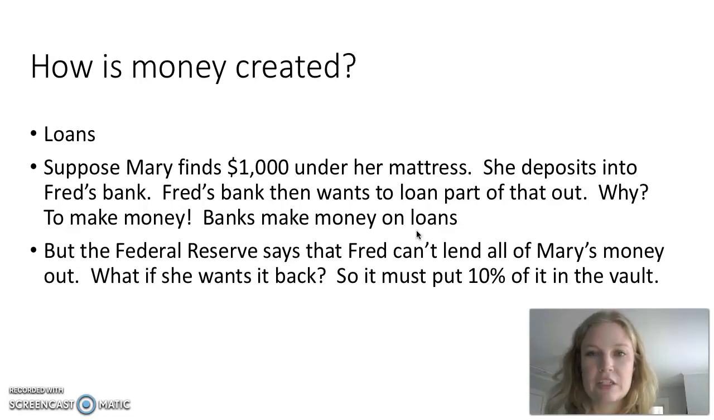So why do banks want to loan out their money? To make money. Banks make money on loans. The Federal Reserve says, hey, Fred, you can't loan it all out. You can't lend out all of Mary's $1,000. You have to put some in the vault. So he must put, say, 10% of it in the vault.